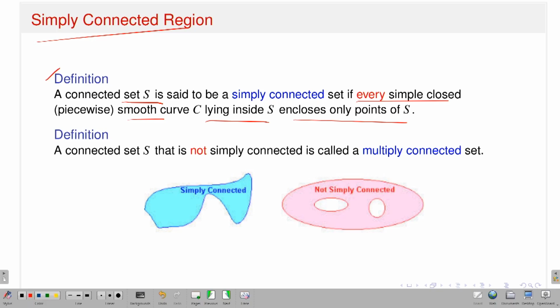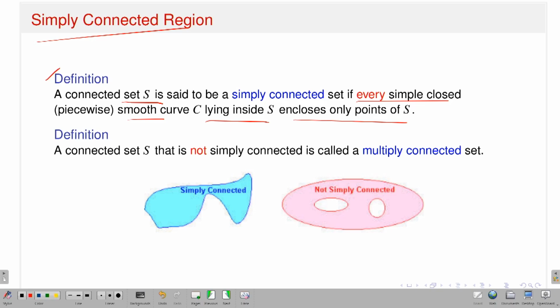In other words, every simple closed smooth or piecewise smooth curve C lying inside S encloses only points of S. That means there should not be any point which is outside S. Okay, so this is called a simply connected domain. A connected set which is not simply connected is called a multiply connected set.